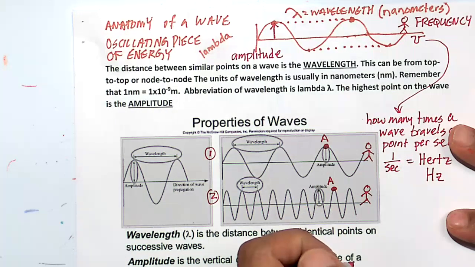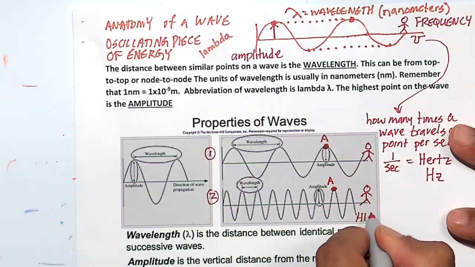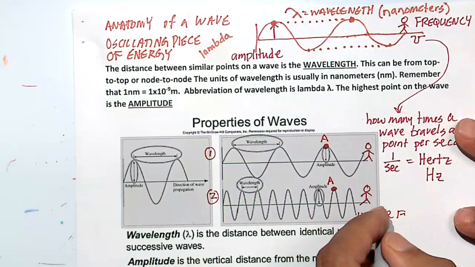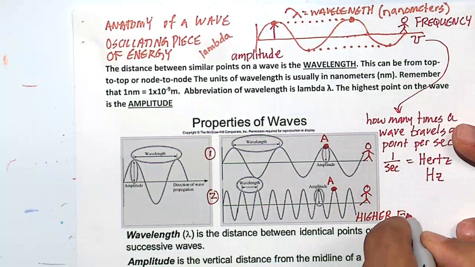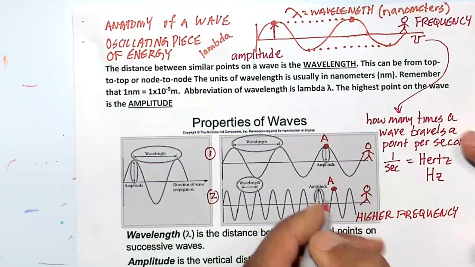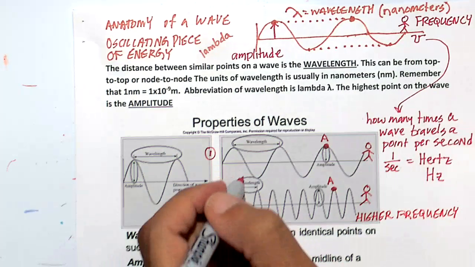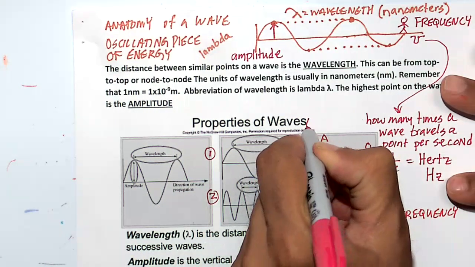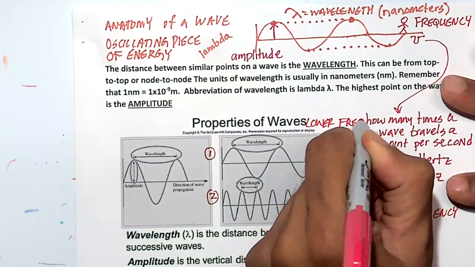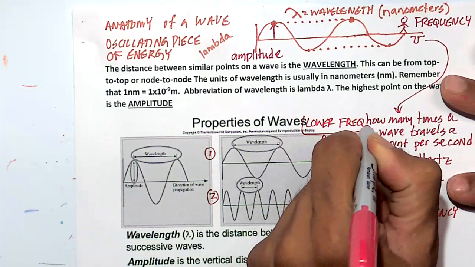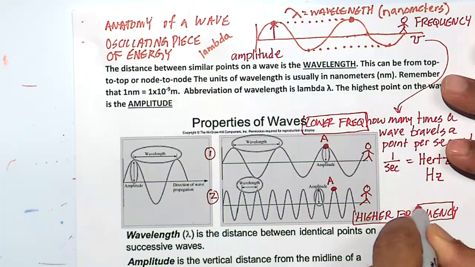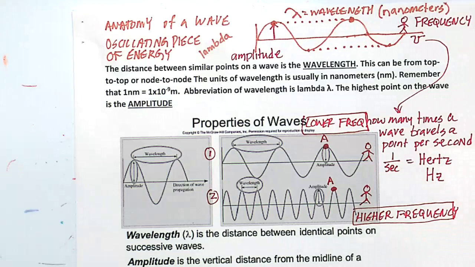So wave 2 has a higher frequency than wave 1 because it passes through the guy more. And then wave 1 here has the lower frequency. We can write that down. Lower frequency. This has a higher frequency. Wave 2 has the higher frequency.